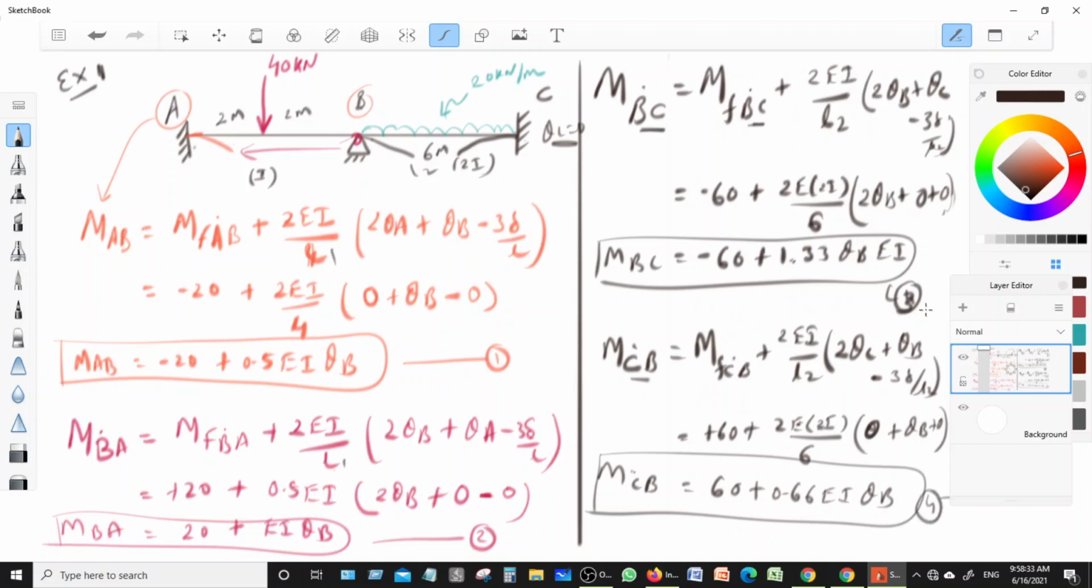Now see, you have the equations where if you sum the two moments, that is what is called the equilibrium.